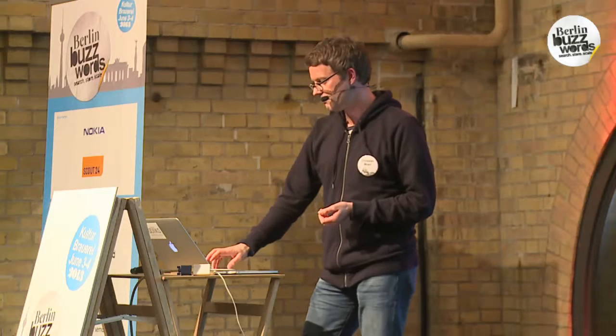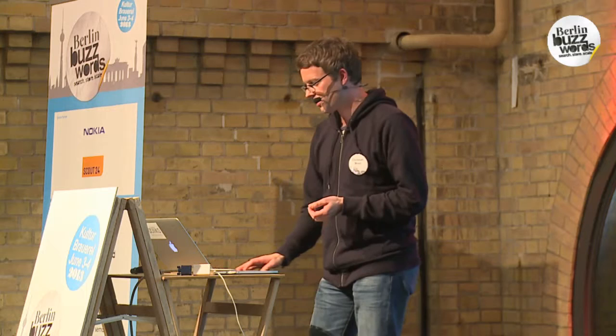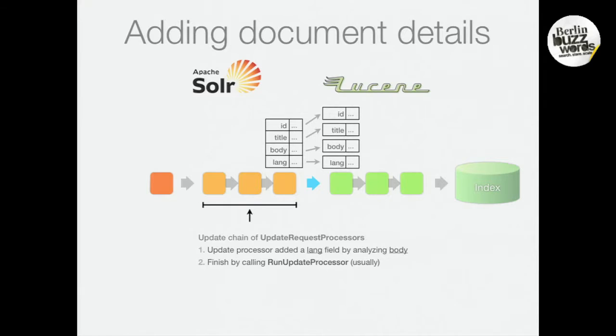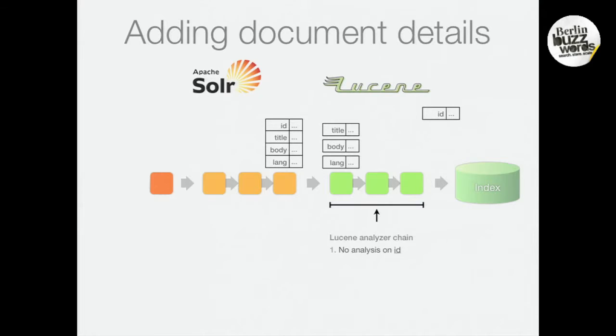But it's important to understand the differences between the two, because Lucene processes these things on a per field basis, not on a per document basis. So in Lucene, analyzers don't know about other fields. So then ID is processed; we don't do much processing on ID. We do processing on title and body, and then language, perhaps we don't do much processing there, and then all this stuff goes into Lucene.